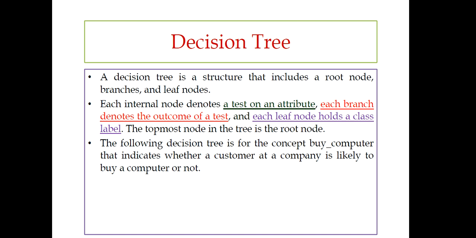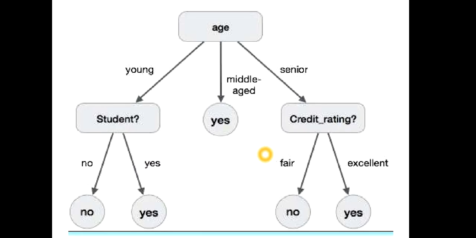Let's have an example on this decision tree. This decision tree that we are going to learn is for the concept buys computer, that indicates whether a customer at a company is likely to buy a computer or not. So look at this picture very carefully. You can take a screenshot of this also. Say S, then from S we have 3 edges coming out of this S. Of course this S is the root node. Then we have young, middle-aged, and senior. These are the edges coming out of S.